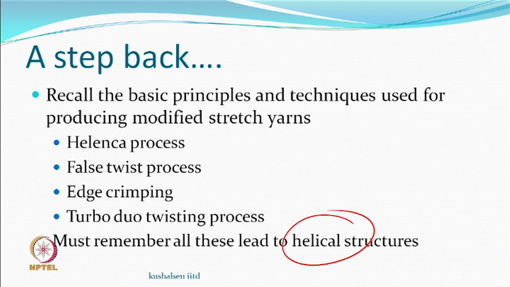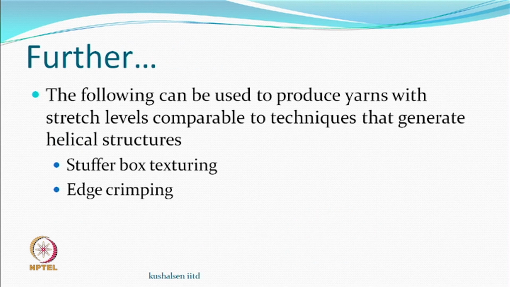We have seen that the 4 processes like Helenka, false twist, edge crimping, turbo duo, all of them can be used to produce modified stretch yarns. And we remember that all of them give helical structures. Further also, last time we talked about that we can produce yarns with comparable stretch levels, which are generated by the modified stretch methods of the helical processes, and these are stuffer box, texturing and edge crimping.